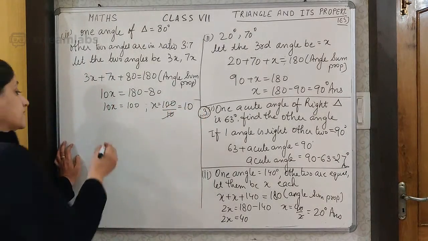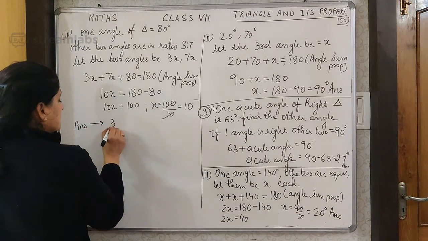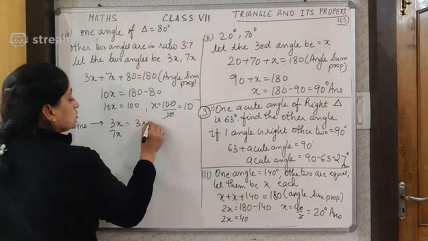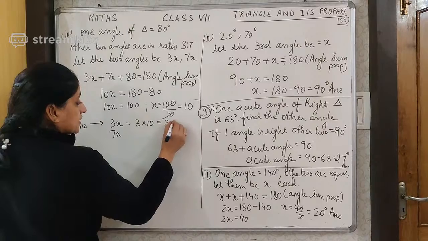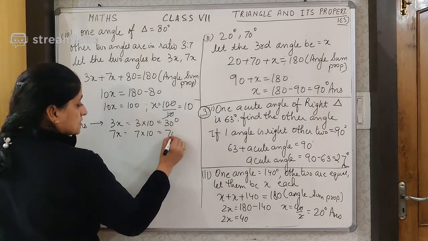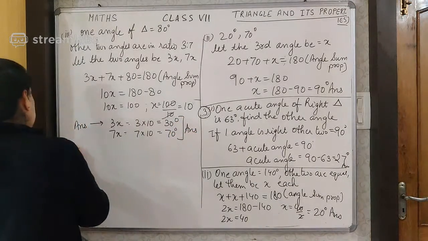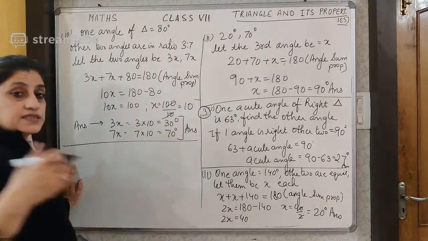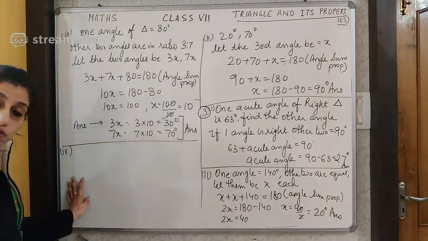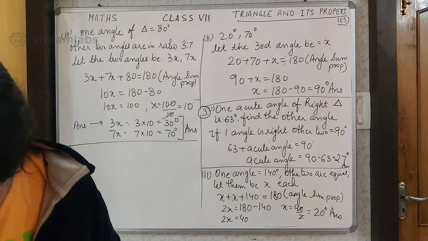Now what are the two angles? Answer I am writing. One angle is 3x and the other is 7x. So I get 3 into 10 is equal to 30 degrees and 7 into 10 is equal to 70 degrees. So these two are the angles which we have to find. So basically we have to find what is unknown. After finding that, we have to apply the angle sum property.